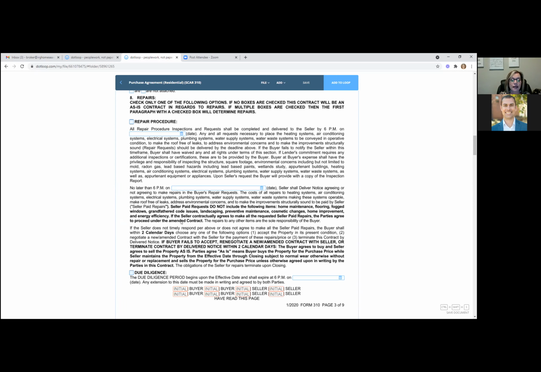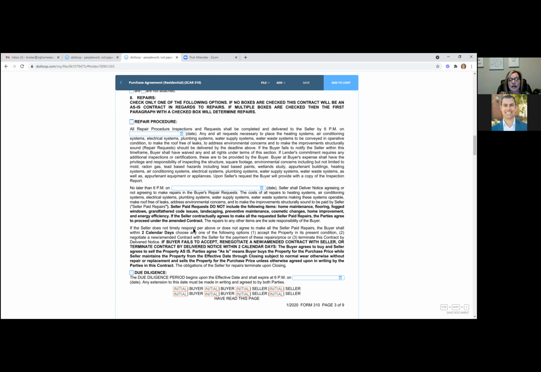Let's see, where was I? The repairs to any other items are the sole responsibility of the buyer. So the repairs to fogged windows, the repairs to flaky paint, the repairs to light bulbs that are out or whatever, those are the sole responsibility of the buyer, not the seller, unless they are agreed to in the repair addendum.